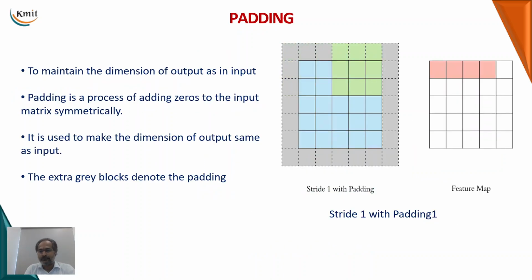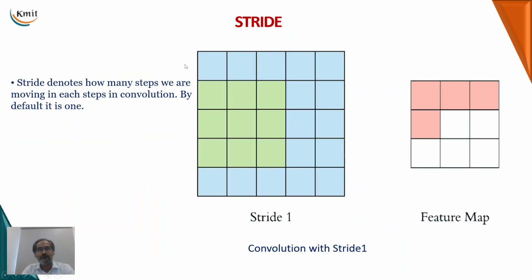Now the padding concept. Padding means, see, if you take the 5 by 5 in this example, if your input is 5 by 5 and you apply the 3 by 3 kernel on top of the 5 by 5 image, we are getting the 3 by 3 feature map. And I don't want to lose that.